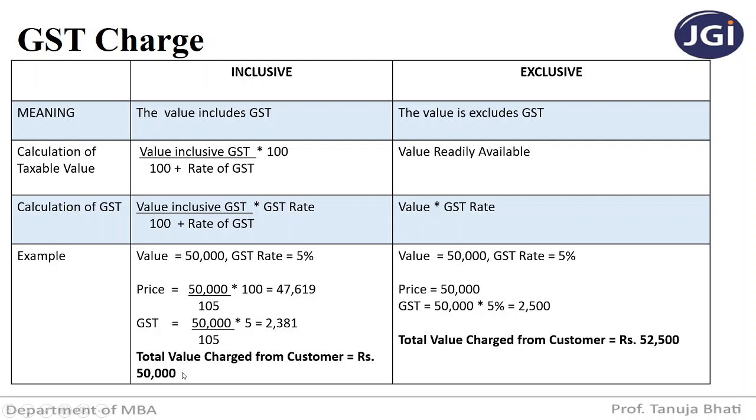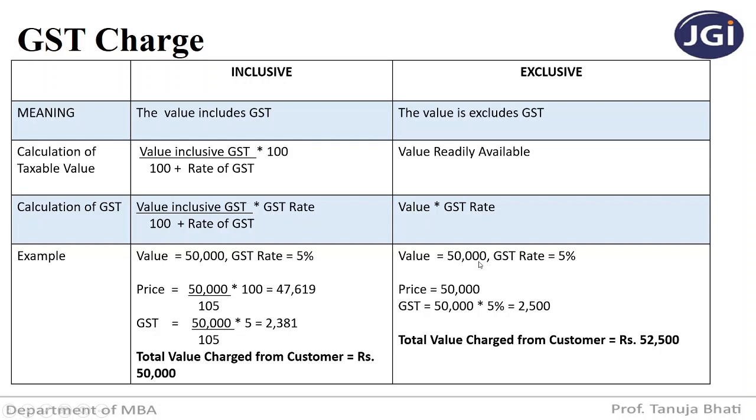2,381. So whenever in the problem it is mentioned that the value is inclusive GST, then you got to understand that this value includes the tax as well as the basic fare or the basic value.